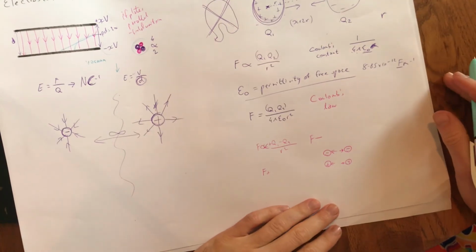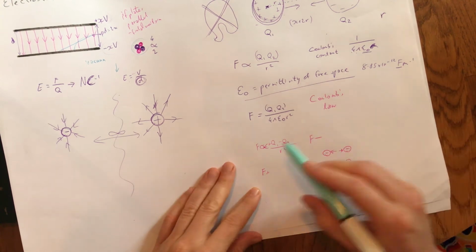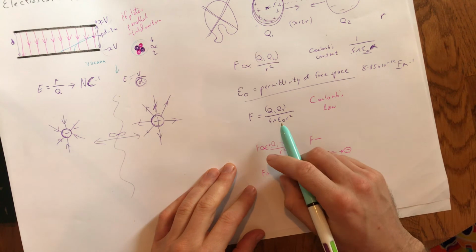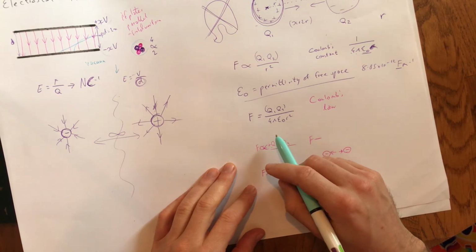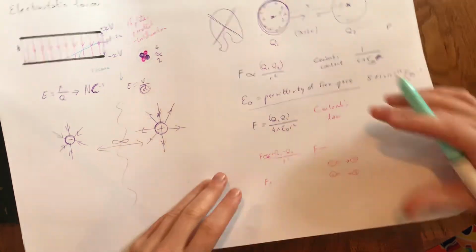Good. Okay, so that's just one thing we need to be very careful of when we're doing calculations with this, which is using our variables, our signs, correctly. Okay. Now let's do a worked example on this.